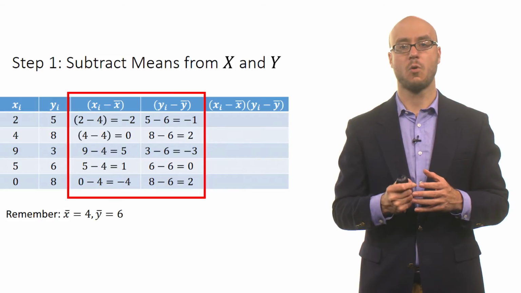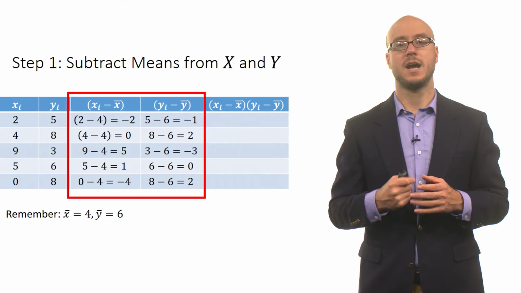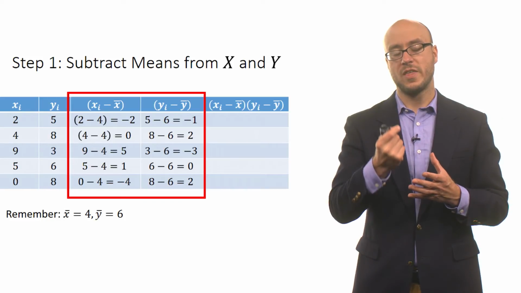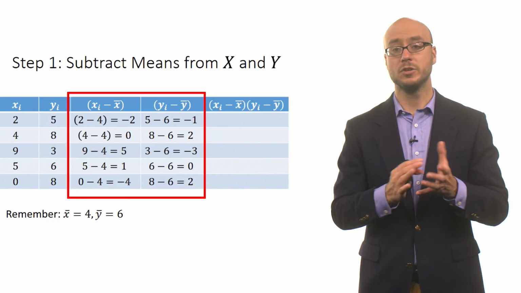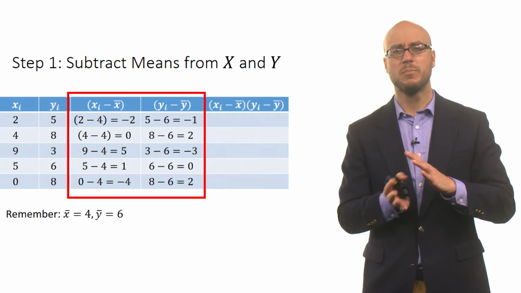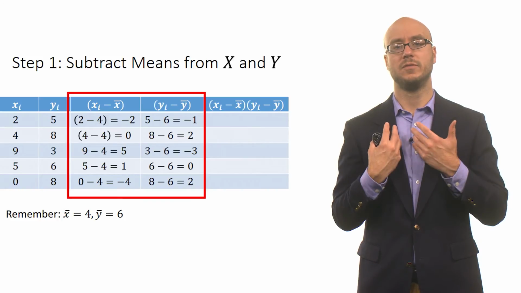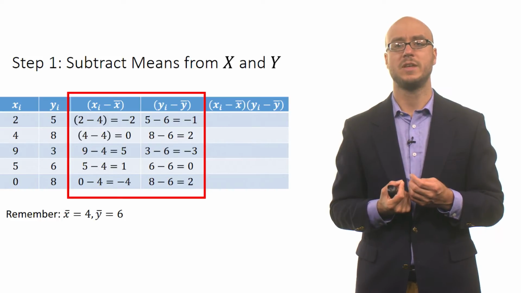So 2 minus 4 is negative 2. 4 minus 4 is 0. 9 minus 4 is 5. 5 minus 4 is 1. 0 minus 4 is negative 4. So that third column is telling us whether each person's raw value of x is below or above average. That first person has a raw value of 2 on the x variable, and the mean is 4. So that person is 2 units below the average.